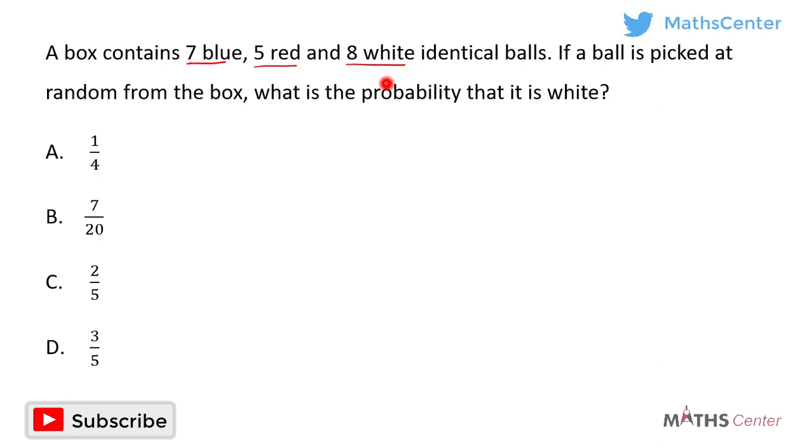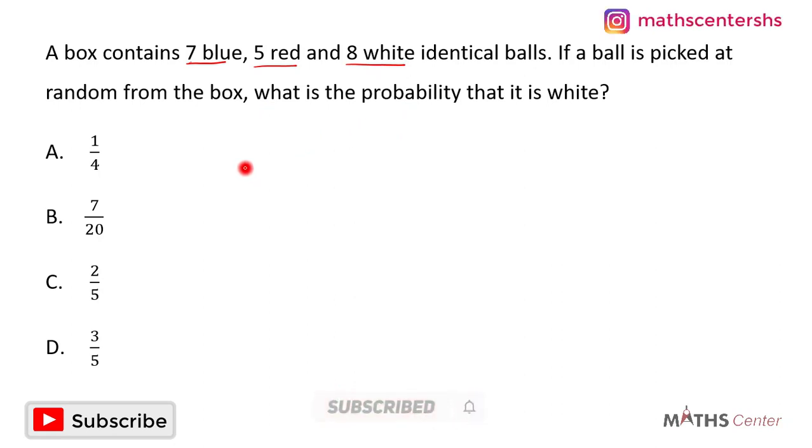The question wants us to find the probability that a ball selected at random from the box is white. The probability that a ball selected at random from the box is white is equal to the number of white balls in the box divided by the total number of balls in the box.